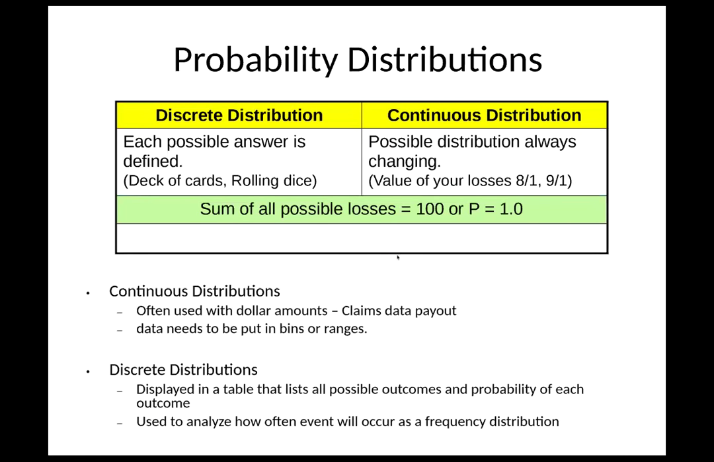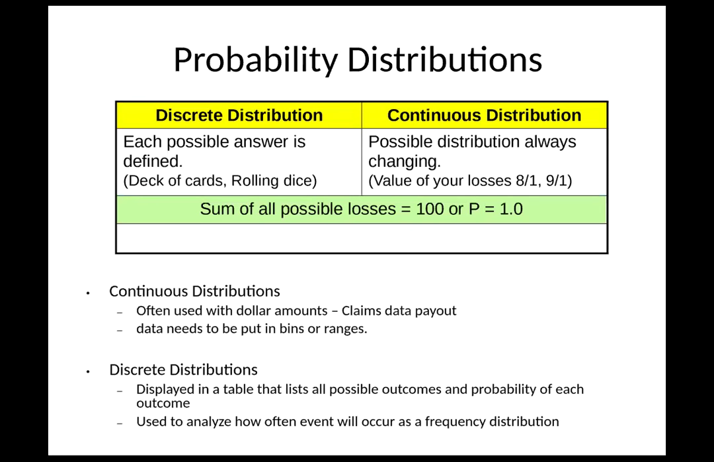So this is something I add in, and this is probably more from when there was more math on the exam, but I think it's important to talk a little bit about discrete and continuous distributions in here. So we talked about a discrete distribution. Each possible answer is defined, right? We talked about that as a deck of cards or rolling of dice. We know that it's either 1 out of 52, or 1 out of 6 on a die. We pretty much know that.